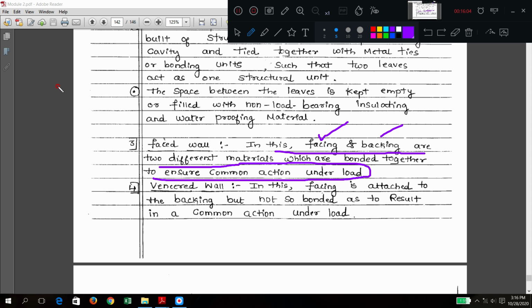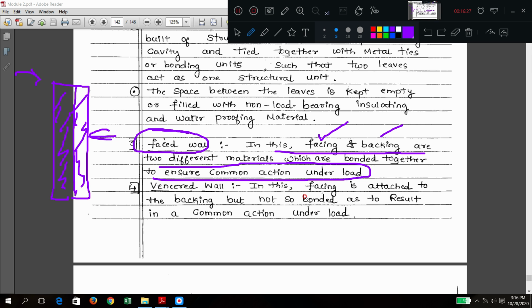Suppose there is a building, and suppose this is that wall, faced wall. What is happening here? The inside finishing or material may be different. For the same wall, when you see it from the outside, the finishing and the materials used may be different. So that is called as faced wall.